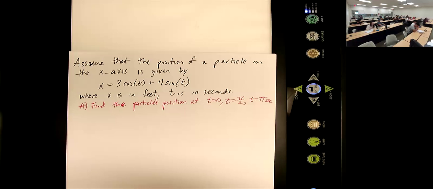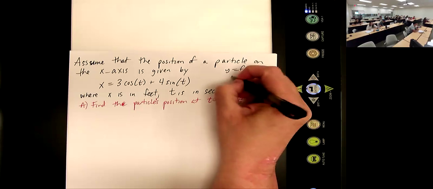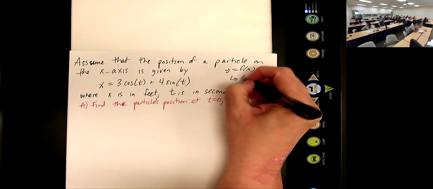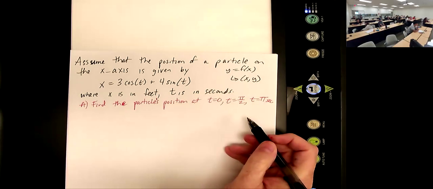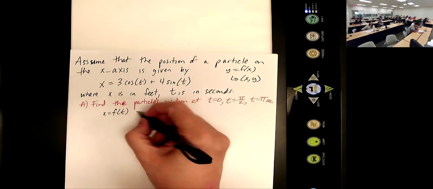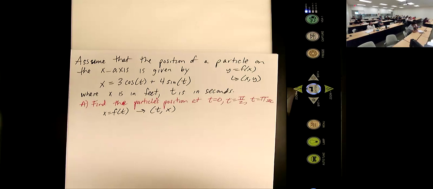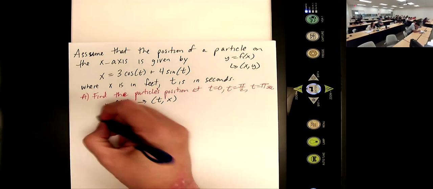So this notation is going to look a little weird, but I want to remind you, when we do y equals f of x, we write the ordered pair as x, y. So here we've got x as a function of t. We'll do ordered pairs as t, x, which looks weird having x as the second thing. But t is the independent variable, and x is the dependent variable here. And we're just plugging in the times.